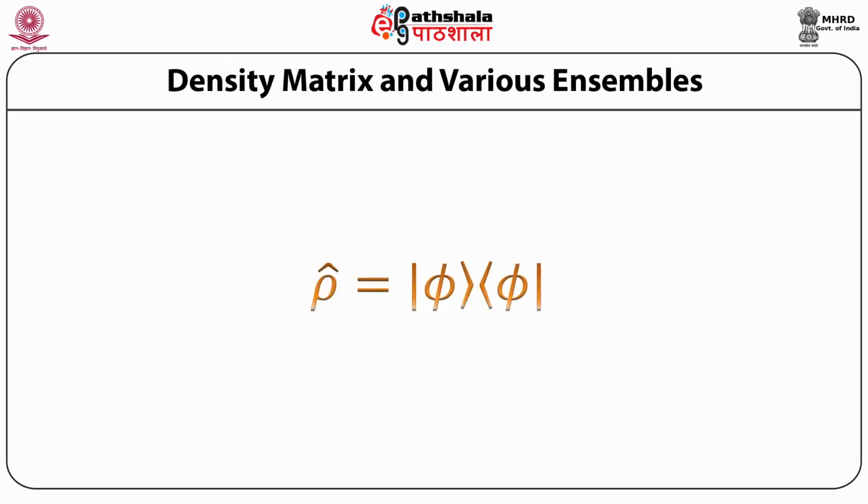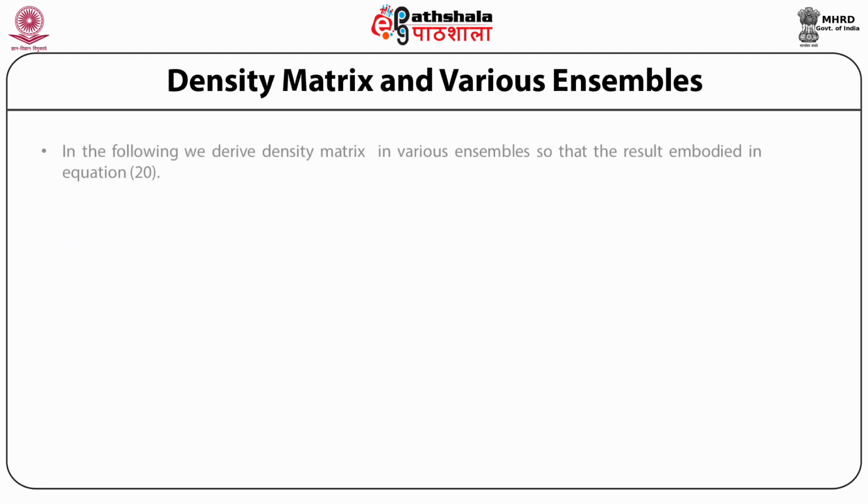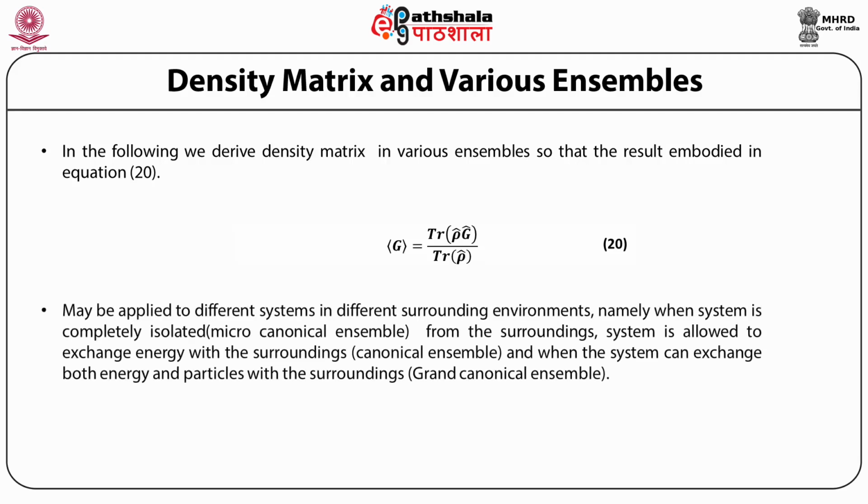Density matrix and various ensembles. In the following, we derive density matrix in various ensembles so that the result embodied in equation 20, that is, the ensemble average of the operator G, which is equal to the trace of the product of operators rho and G divided by the trace of operator rho, may be applied to different systems in different surrounding environments, namely when the system is completely isolated from the surroundings, that is in the microcanonical ensemble.